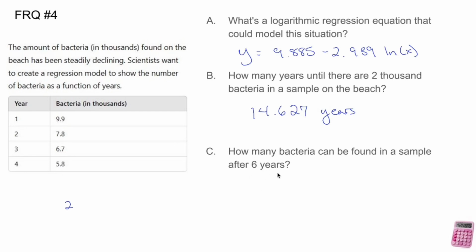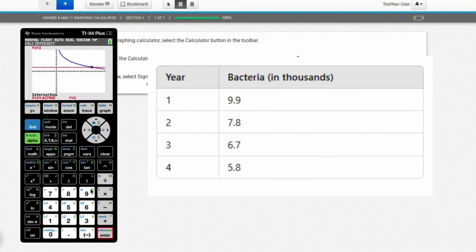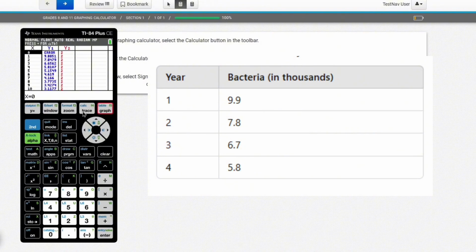Okay. How many bacteria can be found in a sample after 6 years? This actually is a lot friendlier. All we have to do is just go to the table. So let's go to the table and see what happens. Part C is asking us how many bacteria can be found in a sample after 6 years. So we're just going to go to second table. We could see 6 already. I still have my old guy there. Don't worry about it. We're looking at y sub 1 because that's where our equation lived. Y sub 2 is just us plugging in for 2,000. So don't worry about that. But we get 4.619, which means 4,619.